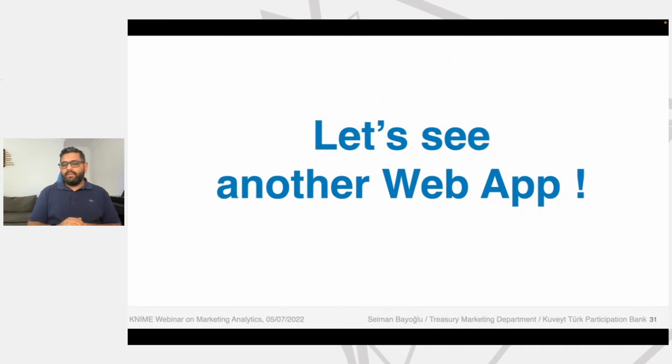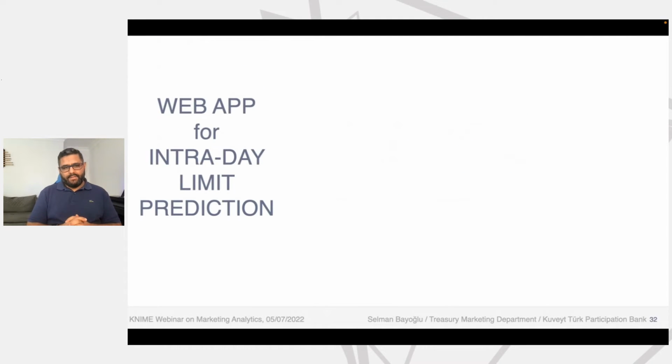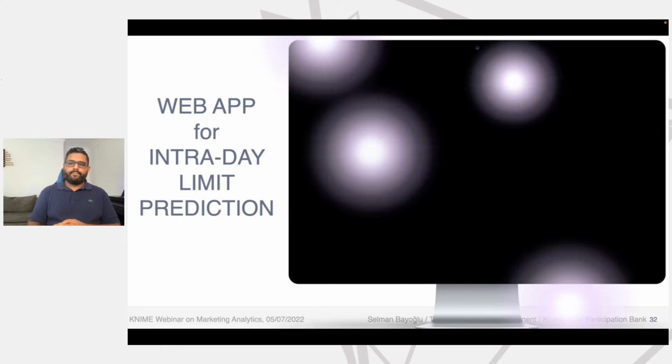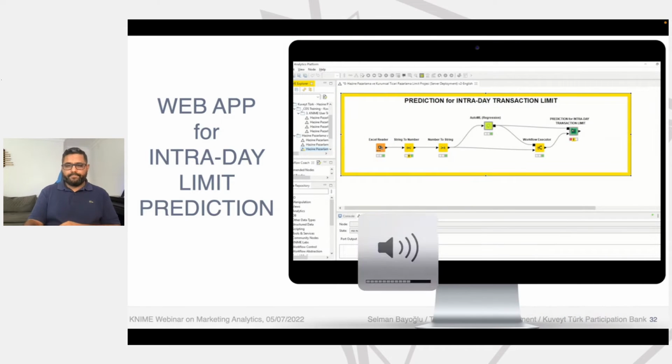Let's see another web app, and this is for intraday limit prediction for a client: how much volume of a treasury transaction a particular client can do without having money in the account, to complete that money towards the end of the day to settle the transaction. There is a workflow for that, and it's right over here.